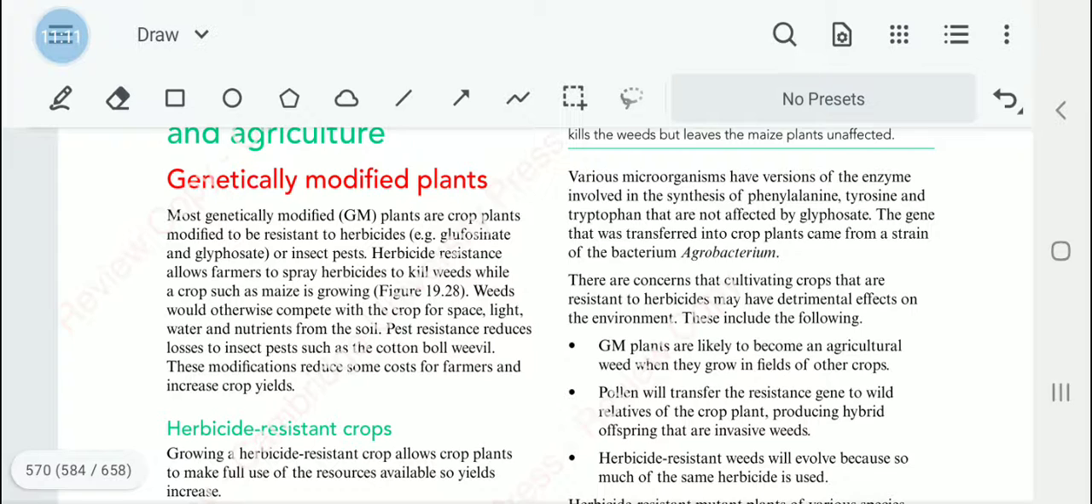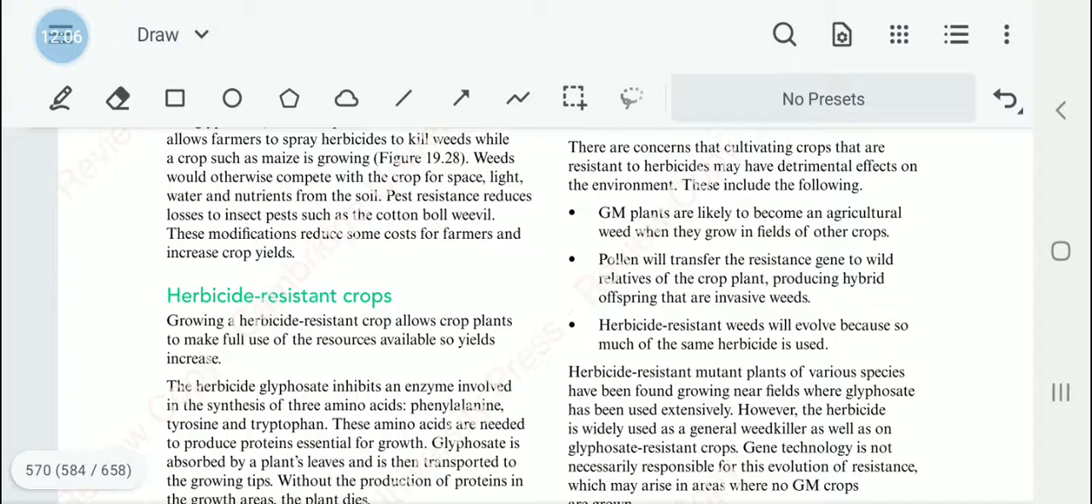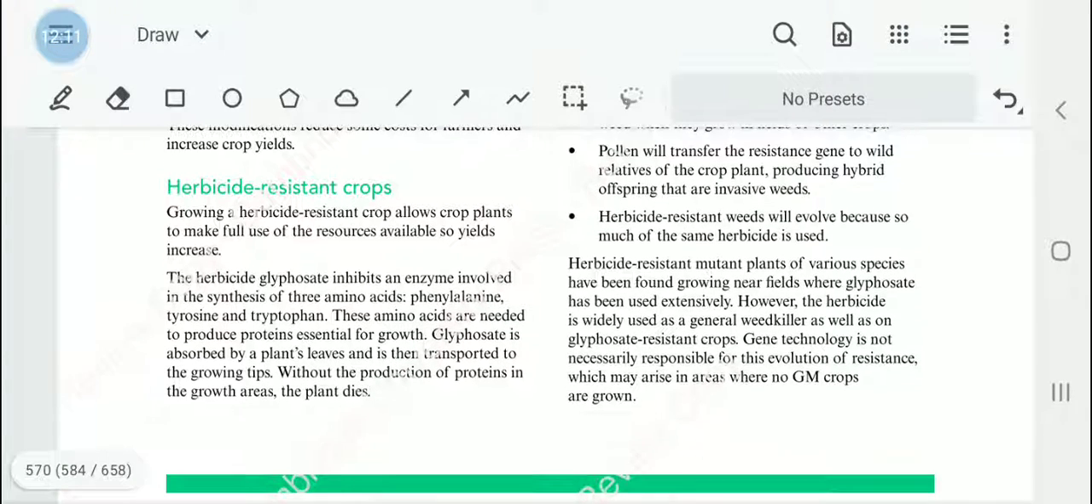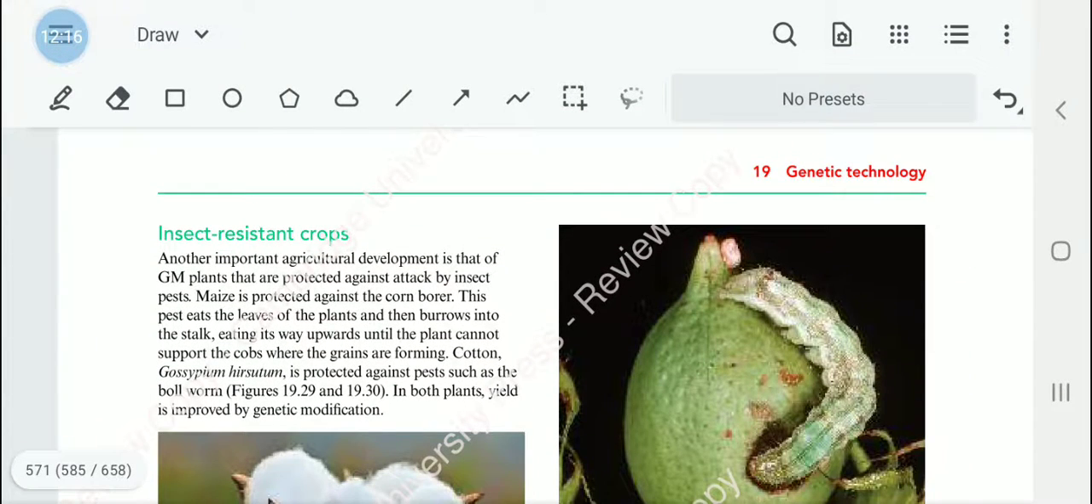However, there are concerns in relation to the use of these GM plants, because they can become agricultural weeds when they grow in fields of other crops, and their pollen can make the wild relatives of the crop plant resistant to herbicides and they will become an invasive weed. And herbicide resistant weeds will evolve as a result.